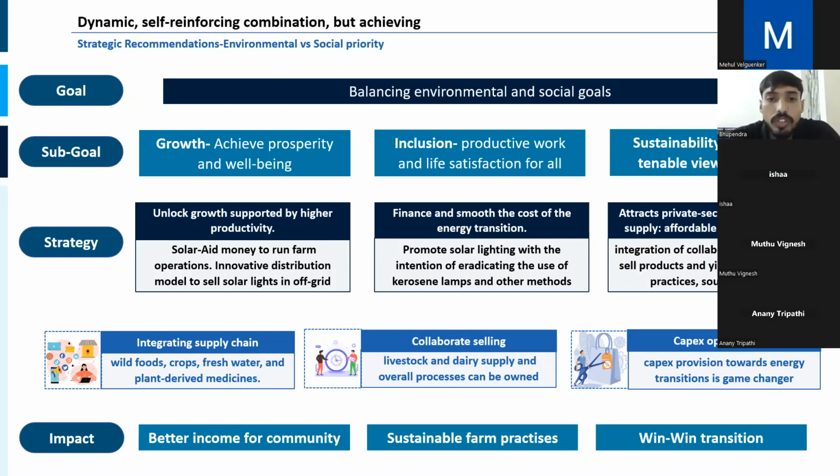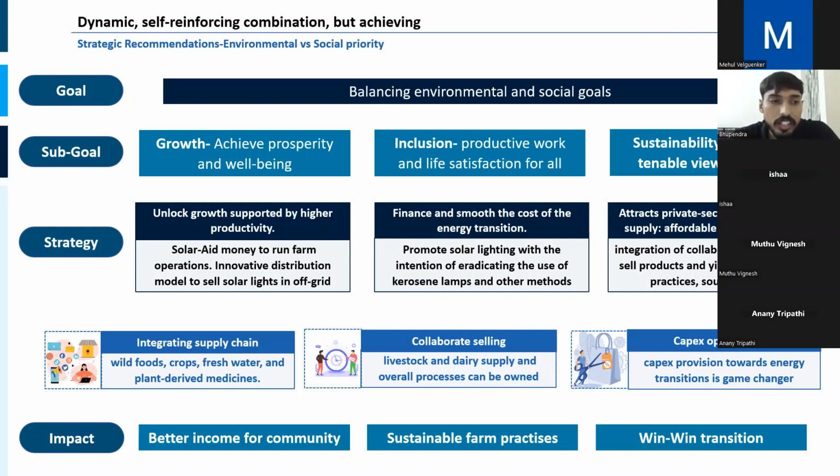So to overcome this situation, we need to focus on a win-win situation. The farmers should be benefited, and the NGO should also have a positive income source. The sub-goals will be to achieve the prosperity and well-being of both sides, adding inclusion, productive work, and life satisfaction for all, and a long-term tenable view on growth. So to balance these environmental and social goals, we keep sustainable practices in place while also focusing on the financial aspect of revenue generation.